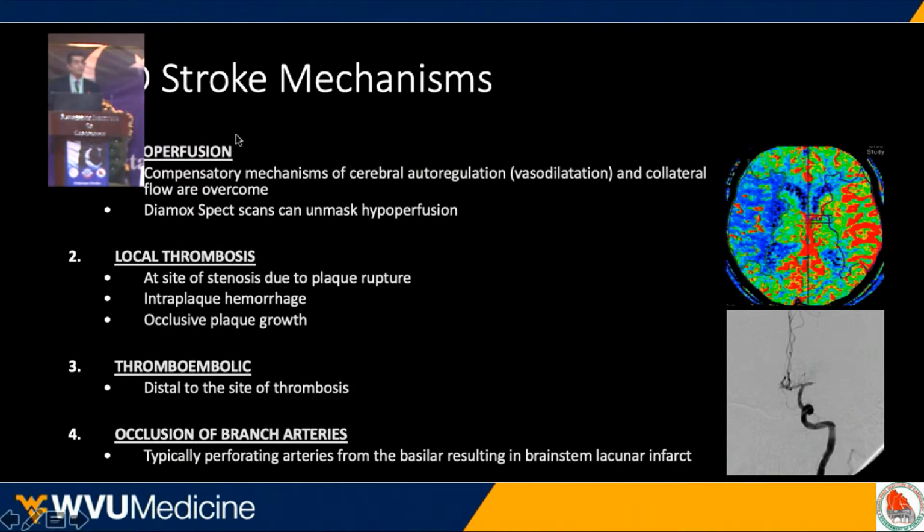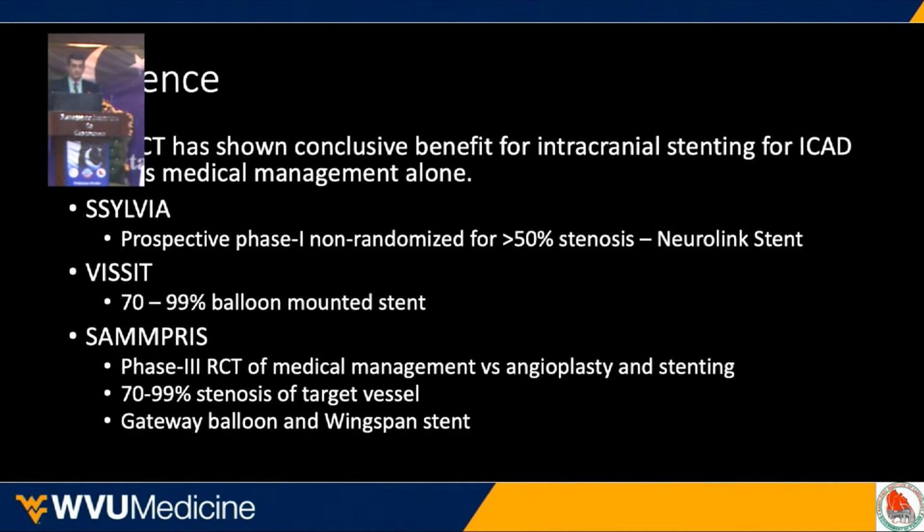The ICAD mechanisms are hypoperfusion, where there could be a compensatory vasodilatation and collateral. So Diamox SPECT scans can be useful in unmasking hypoperfusion syndromes. Local thrombosis at site of stenosis, similar to a coronary pathophysiology, can happen, which can present as acute ischemic strokes in maybe 10 to 15% of all cases. And then thromboembolic is common, less common. Then occlusion of perforating artery, especially in the basilar artery with a perforator-rich territory supplying the brainstem, is another mechanism.